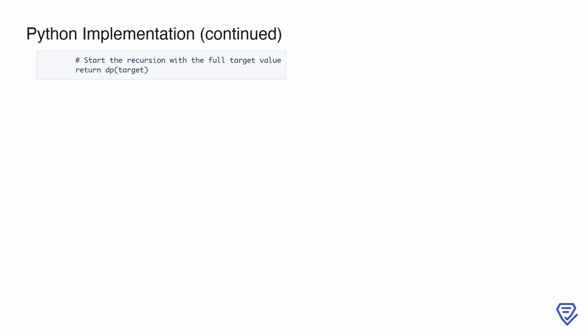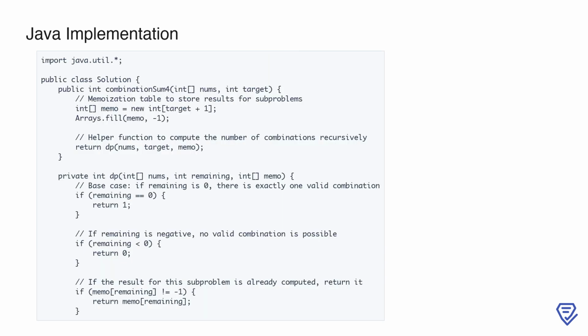This final result is then returned as the output of the combinationSum4 method. Here, we begin by defining a Java solution for the combinationSum4 problem. The main function, combinationSum4, takes two inputs, an array of integers, nums, and a target value.